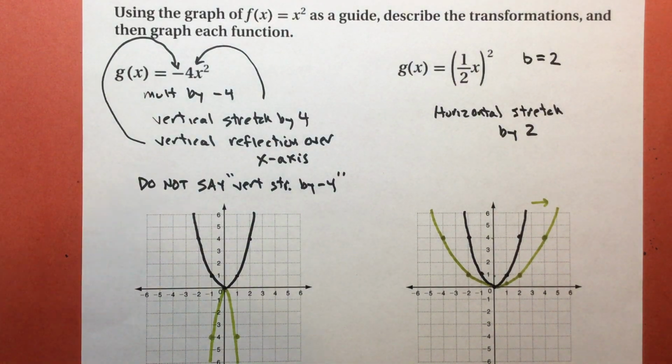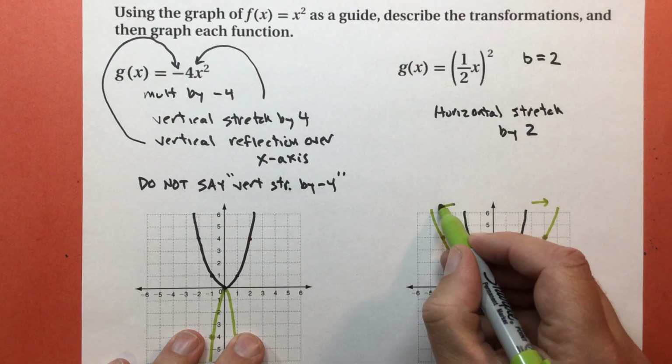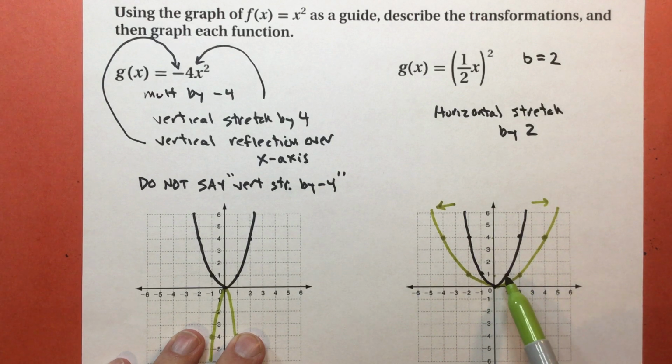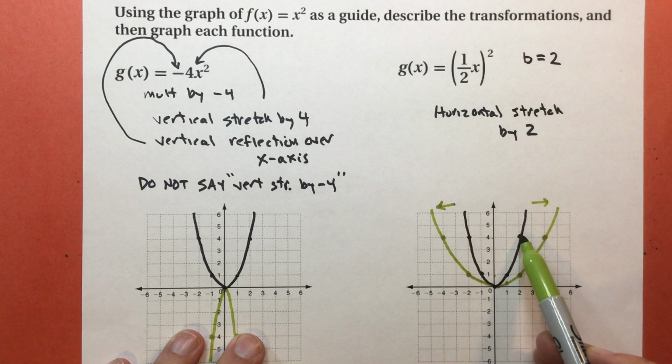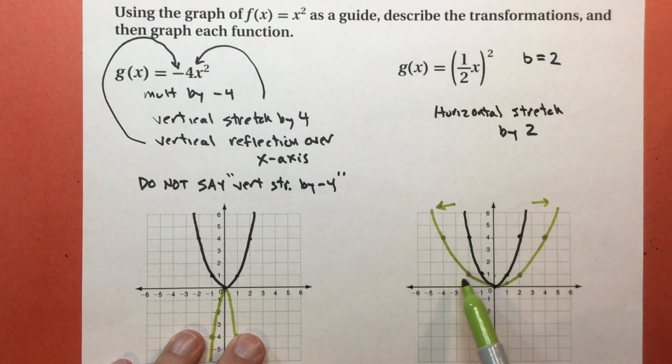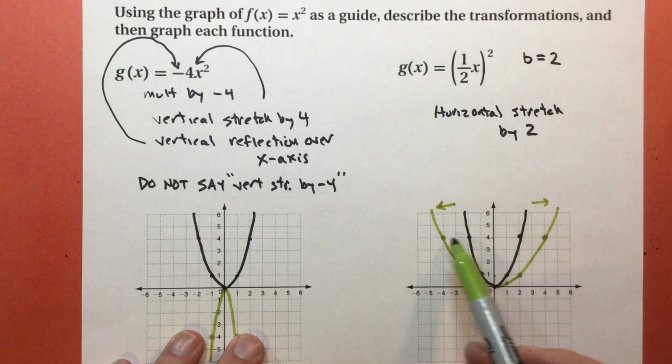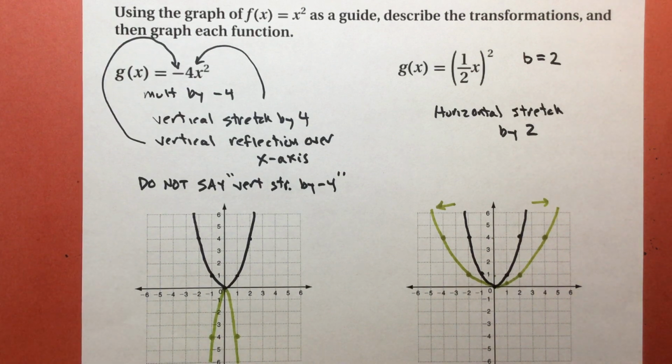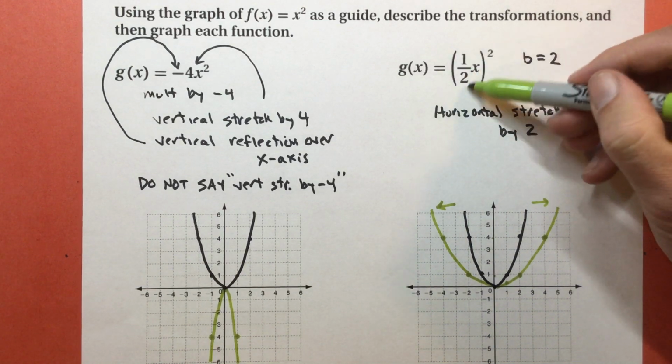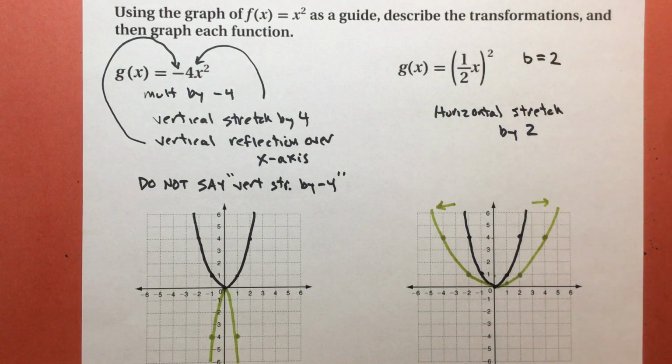So go back. You can make a table if you want, if that helps to graph it. Or just remember that each of the x values are going to double. Right? So this point right here that was 1, 1 becomes 2, 1. This point right here that was 2, 4 becomes 4, 4. Negative 1, 1 becomes negative 2, 1. And negative 2, 4 becomes negative 4, 4. So you're going to stretch the x values out by 2. And keep in mind that this is the reciprocal of that.